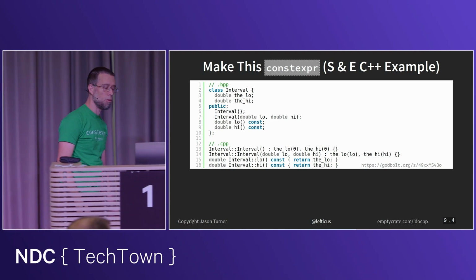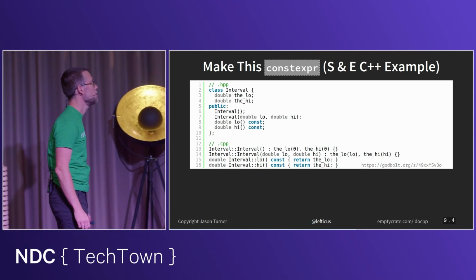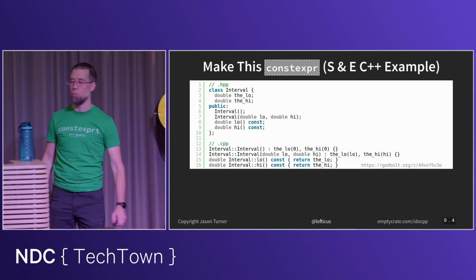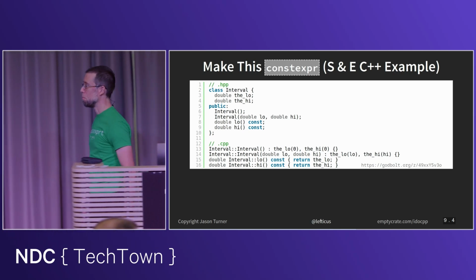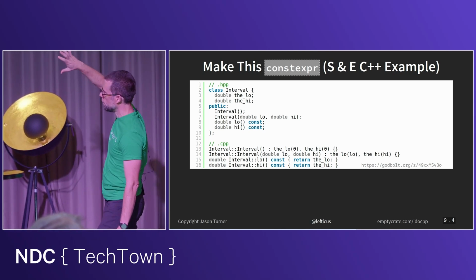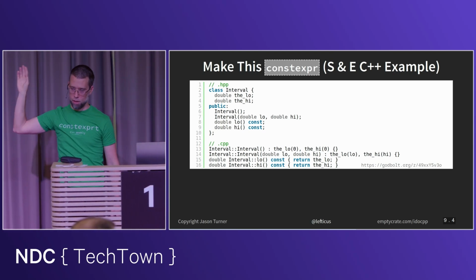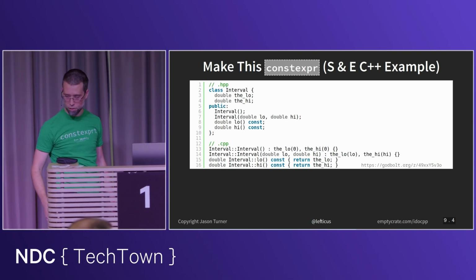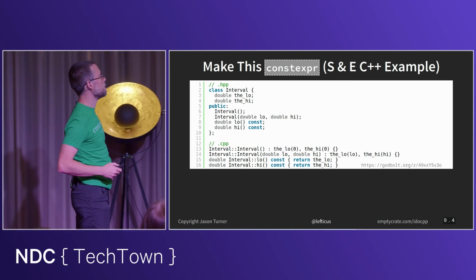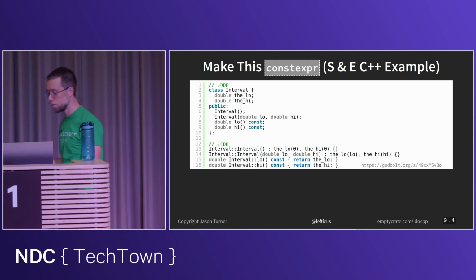Here's another example from Scientific and Engineering C++. This is their interval type. It's kind of like a range, but it's just a numeric range, or span kind of thing. So they've got the interval class with high and low, and constructors and const and non-const. But this was separated between header file and C++ file in their example. What would it take to make this constexpr?